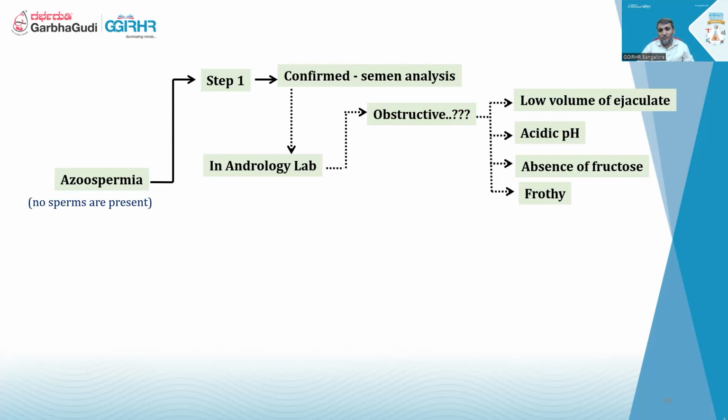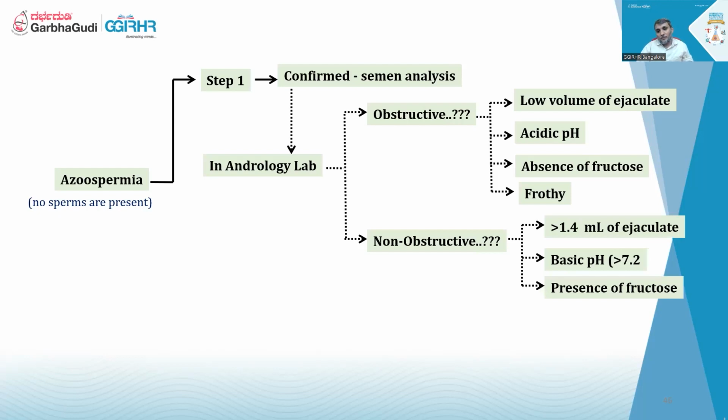Frothy means a lot of bubbles. You can't aspirate that semen sample at all in the pipette; a lot of bubbles will form. So this is an identity. By this you can just assume that the person is normal, but he is having a block. He is unable to give the semen sample.